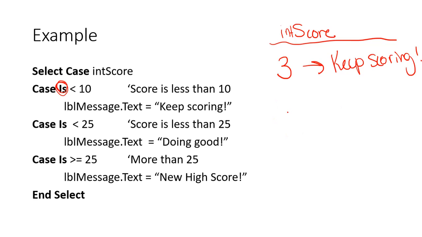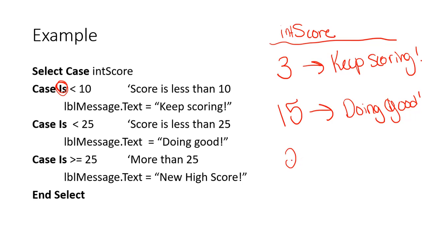Okay. Let's say we have 15 now, right? So is 15 less than 10? No, right? So we're going to go to the next case. We're going to say, is 15 less than 25? Yep. So we'll display in our message label, excuse me, we'll display doing good. Now the other one that possibly might show up, let's say I have a 27. So is int score less than 10? Nope, it's 27. Is 27 less than 25? Nope, but 27 is greater than 25, so what we will display at that point is new high score.